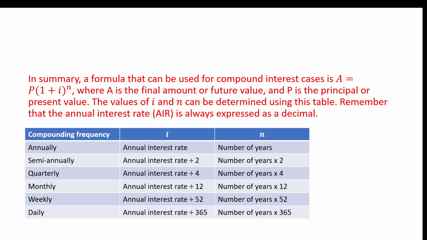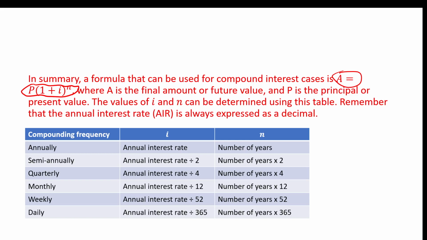Now, in summary, a formula that can be used for compound interest questions is A equals P times (1 plus i) to the n, where A is the final amount or the future value, and P is the principal or the present value. The values of i and n can be determined using the table shown. And remember, the annual interest rate has to be expressed as a decimal.